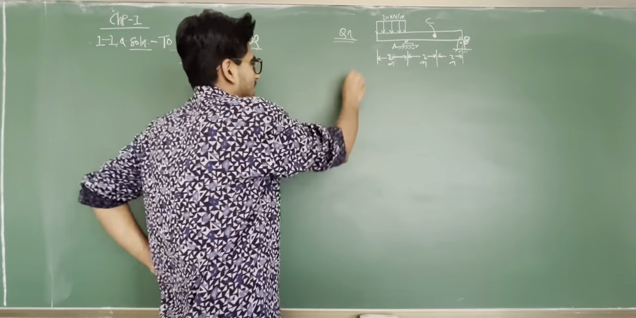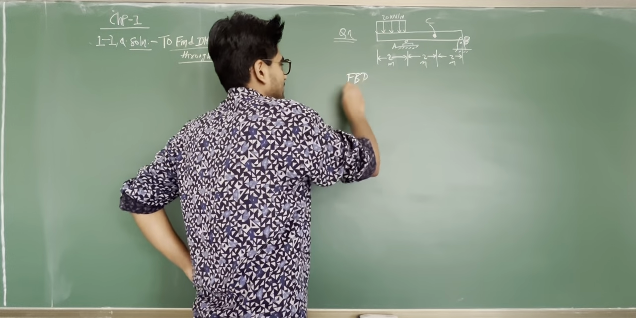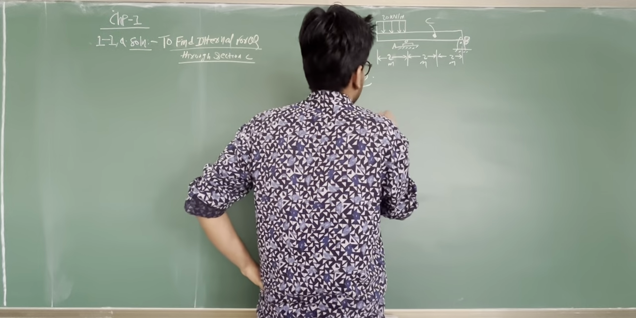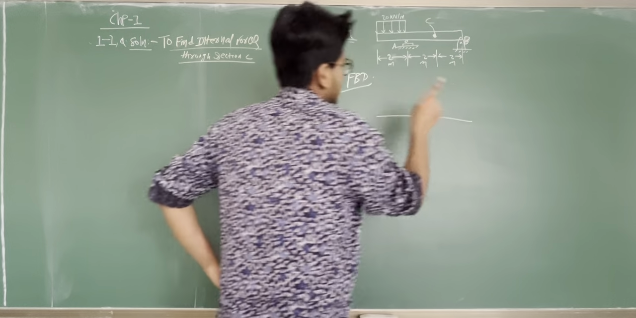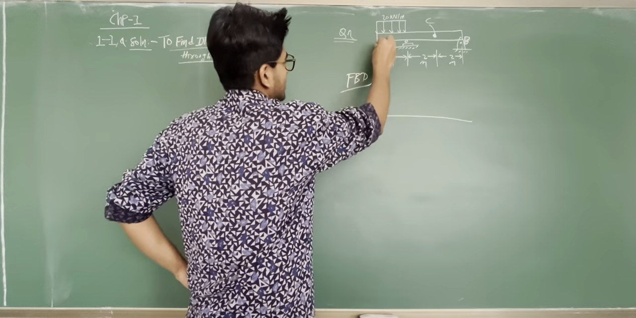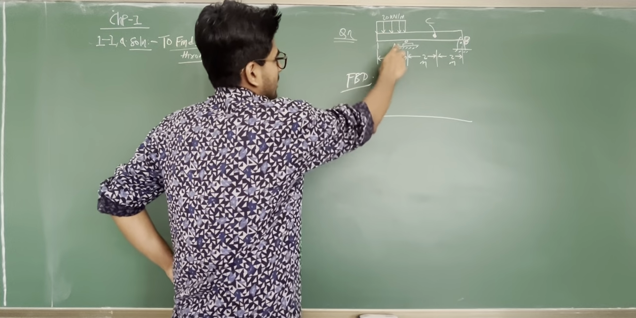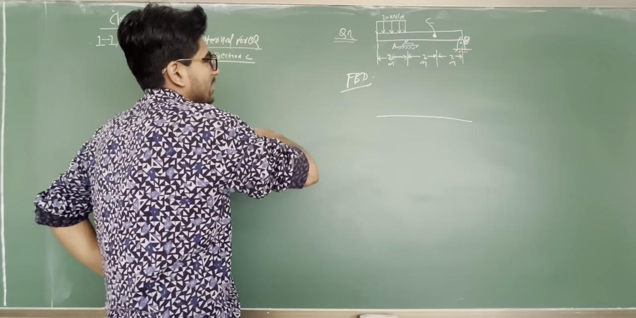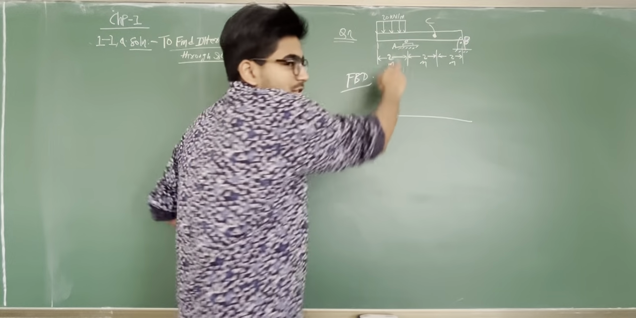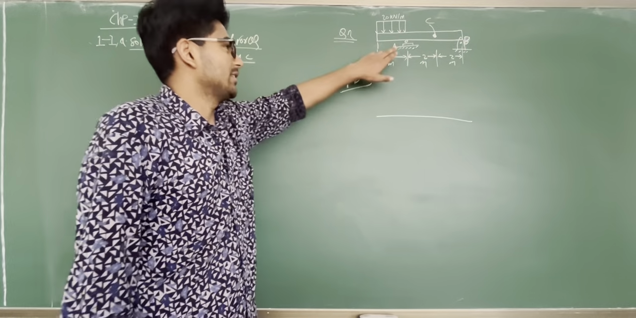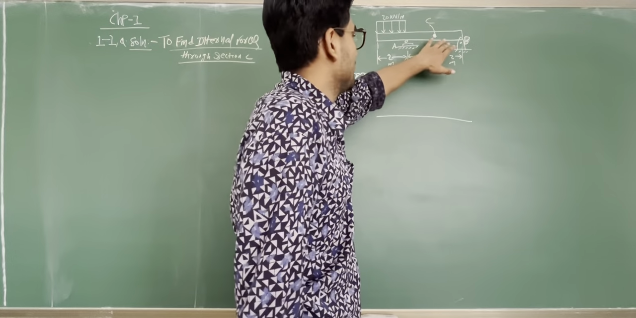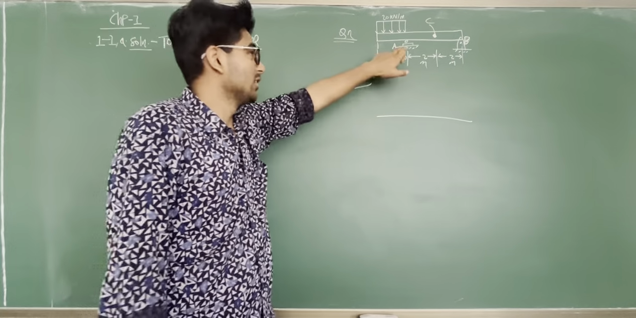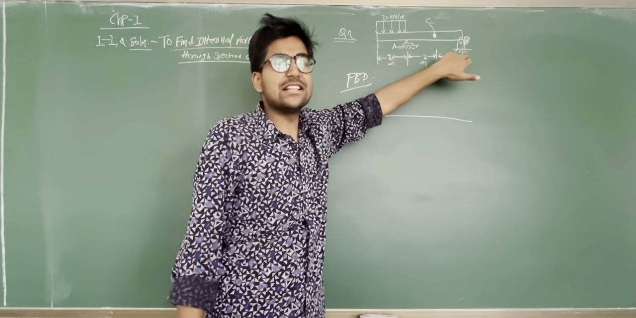Let's make a free body diagram. This is a beam, so we can take a line over here. This is point A, this is point B. There is no other point. So this is a roller support. For the supports and types of beams, you have already studied in theoretical mechanics. That is called a roller support, and that is called a fixed pin support.